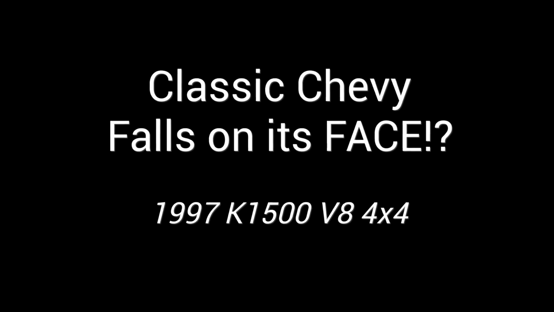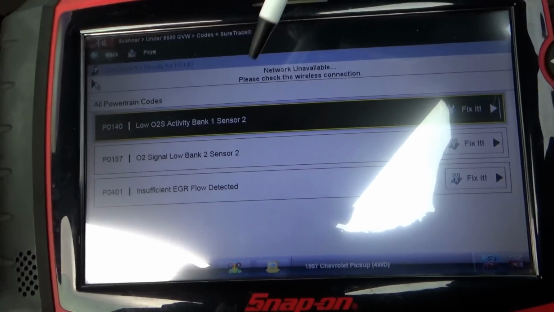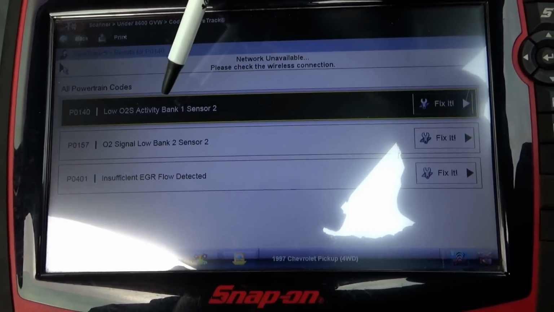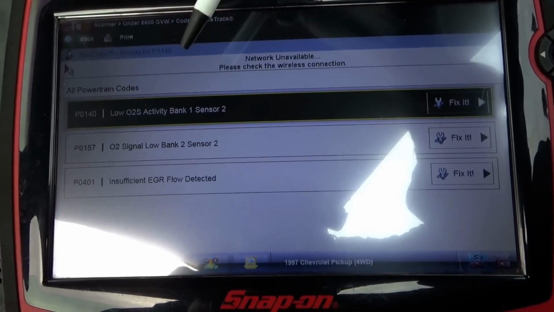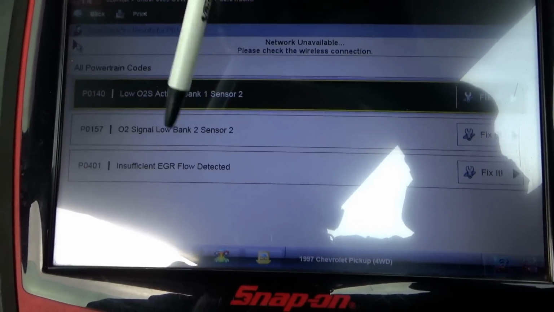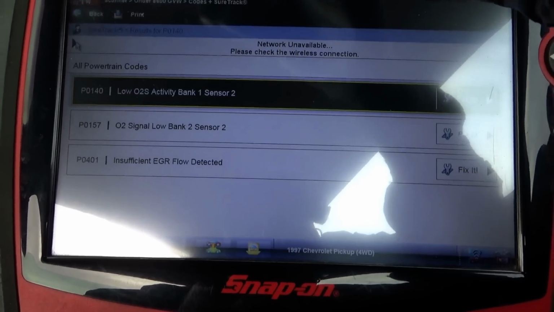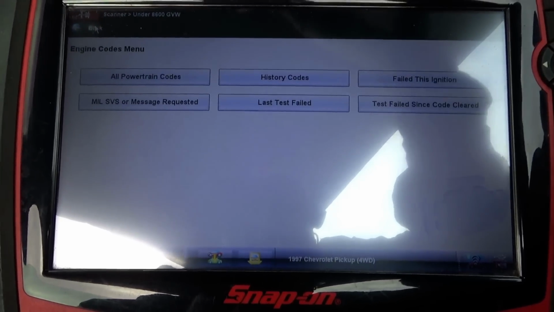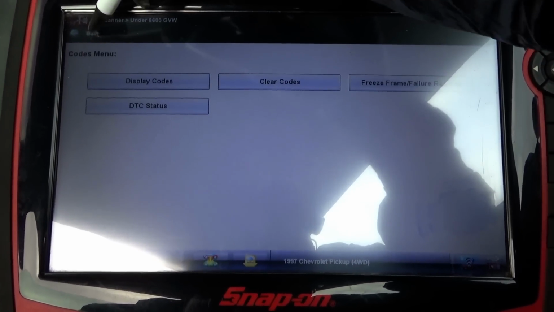Let's fire up the Verus and look at some data, look at the codes, see if we can figure this thing out. Alright, here we go. First thing, scanned it for codes. We have low activity bank 1 sensor 2, that makes sense. Signal low bank 2 sensor 2, that makes sense. EGR flow, insufficient flow detected. Not really that helpful, so let's go right into live data.